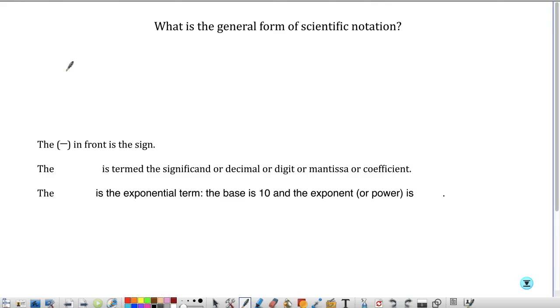So the first thing that we're going to talk about is, well, what is scientific notation? It is a way of writing large numbers easily. For example, I'm going to talk about negative 1.23 times 10 to the 3. Let's just keep in mind that this is really negative 1.23 times 10 times 10 times 10.